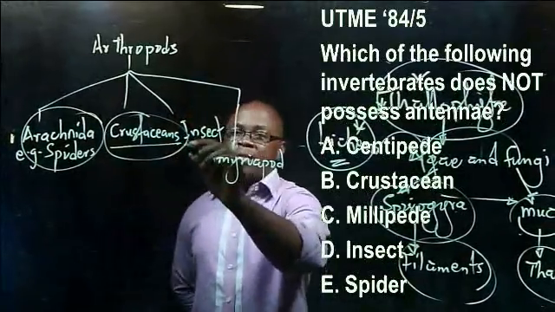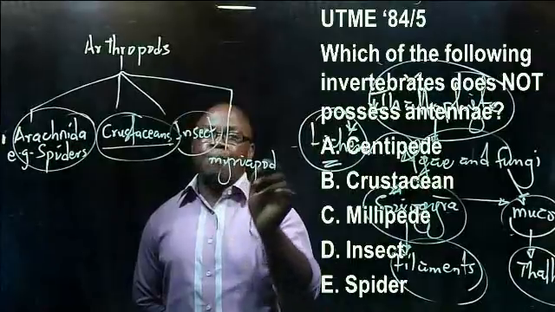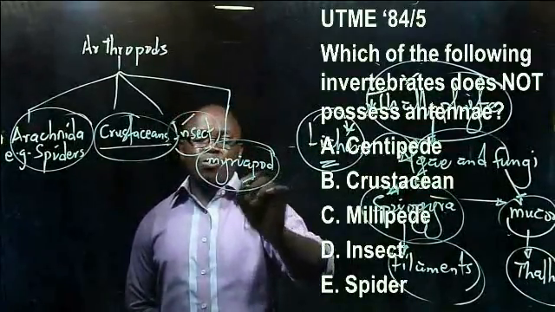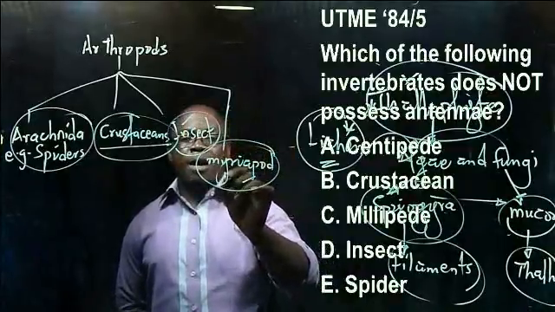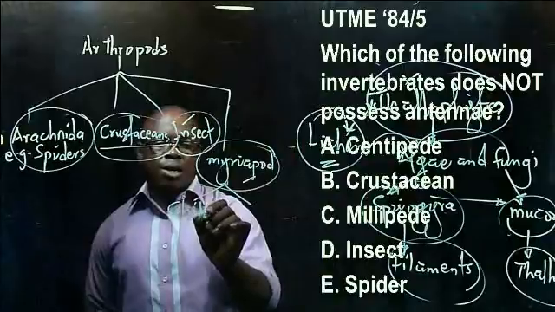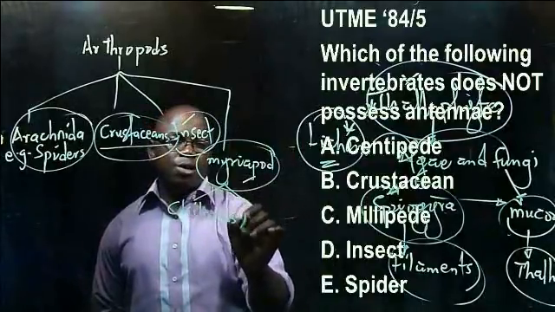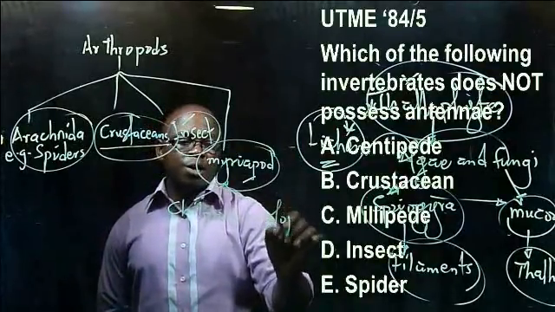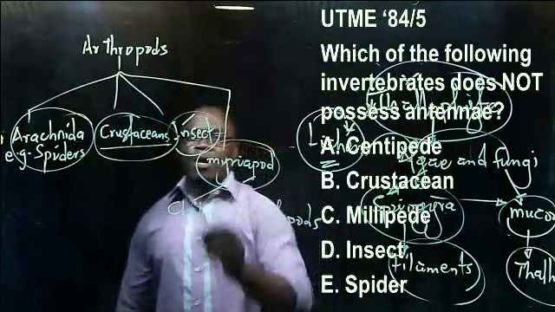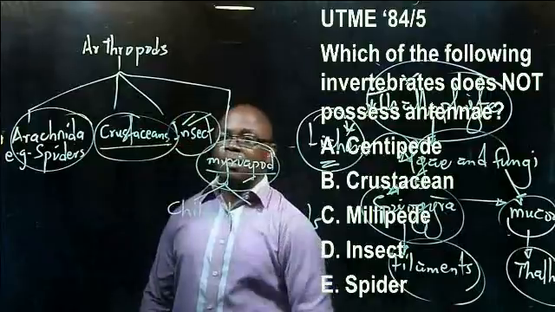Now insects, they have a pair of antenna. Myriapods also have a pair of antenna. If you go back to that video, I told you the myriapods could also be divided into chilopods and the diplopods. The chilopods are the centipedes and the diplopods are the millipedes. So the insects and the myriapods, they have a pair of antenna.